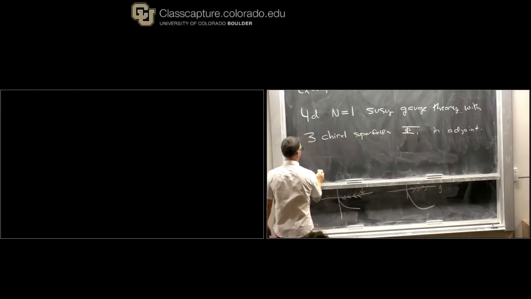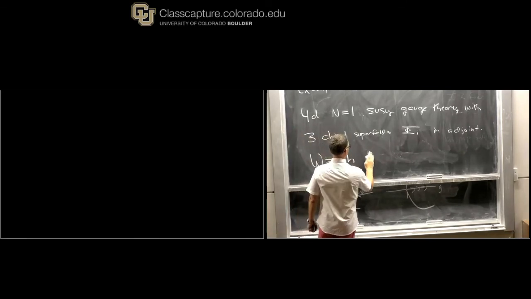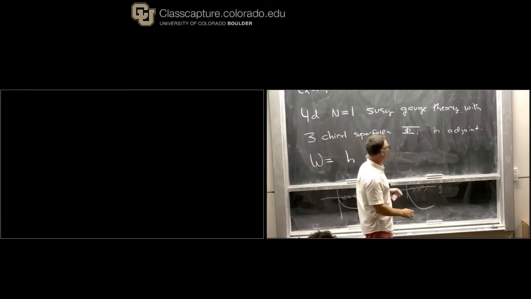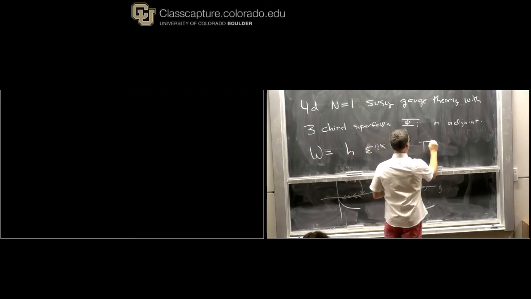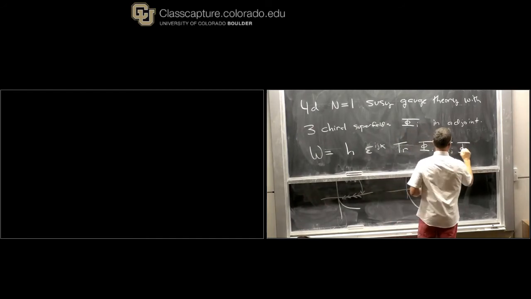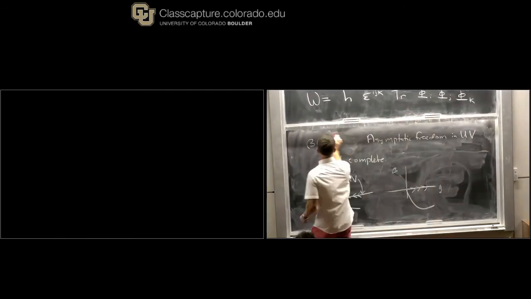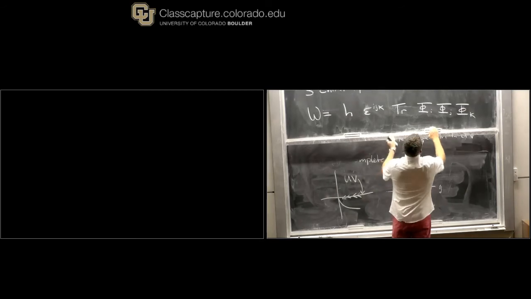And we could add a superpotential, which is... so this I is a flavor index. It's an SU(3) flavor index. There's an SU(3) global symmetry that rotates these three adjoints. And we can write epsilon ijk trace phi k. Maybe I'll write it like this.